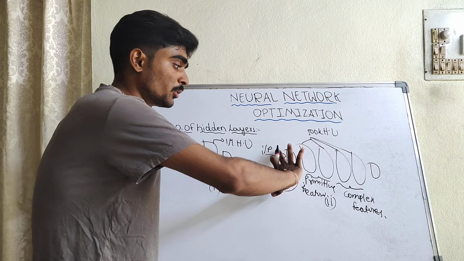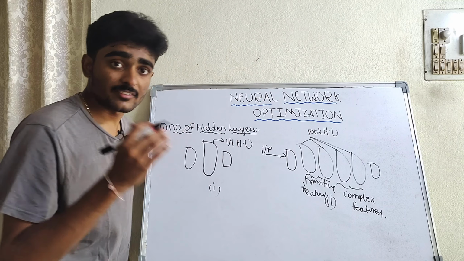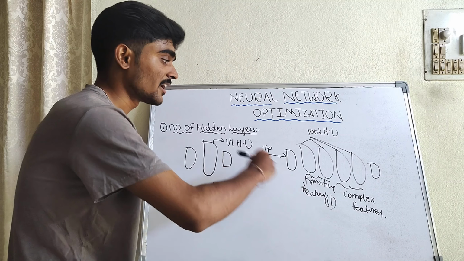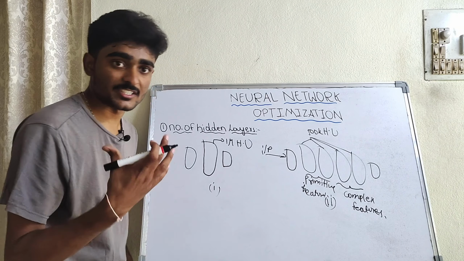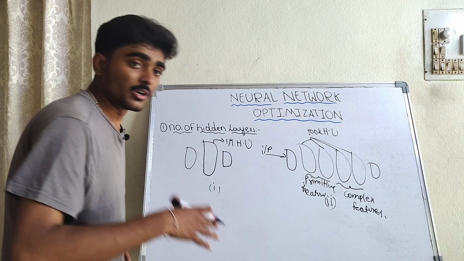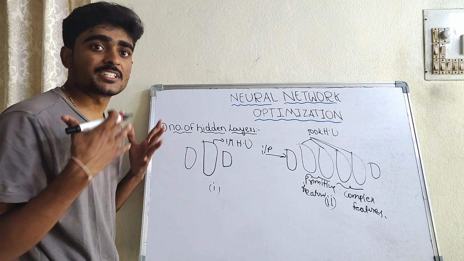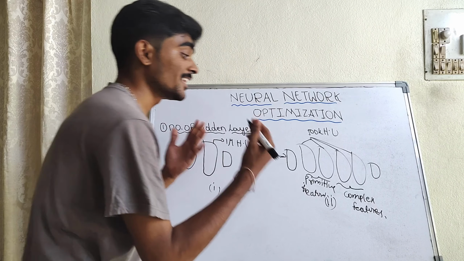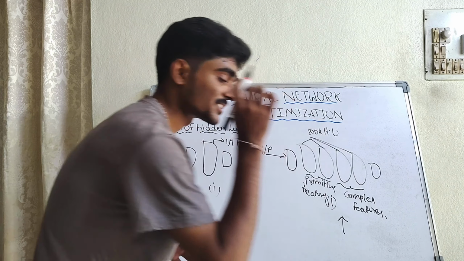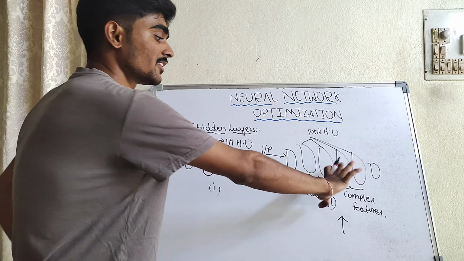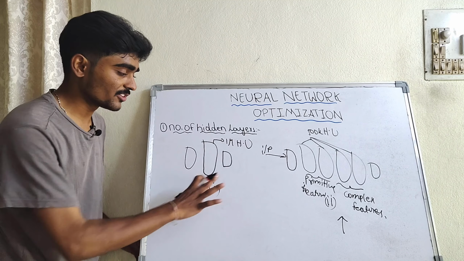When you pass an input data, the initial hidden layers extract primitive features and the later deeper hidden layers extract complex features. So, in this way, by using representation learning, the number of features extracted by a neural network is increasing. This is with the second approach. Now, let's see the first approach.